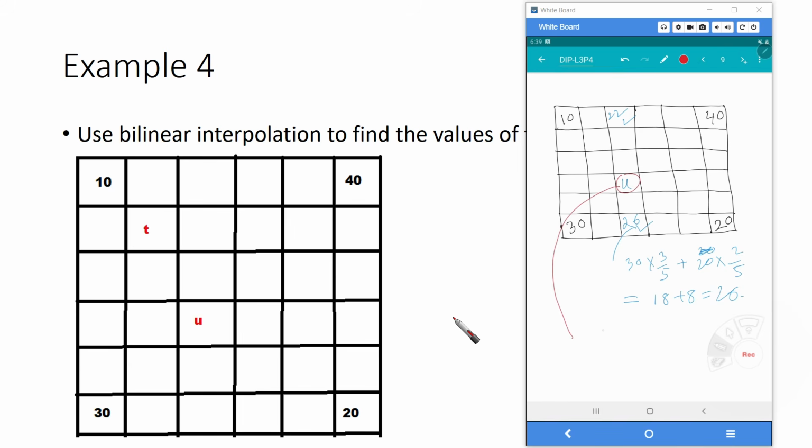So this value is then 22 multiplied by 2 over 5, because the distance between these two is 2 over 5, plus this 26 multiplied by 3 over 5, because the distance between these is 3 over 5. So this is 44 plus 78 divided by 5, equal to 24.4, I guess. So you check it, this is the value for u. This is how bilinear interpolation works. That means we are performing linear interpolations in both directions. That's why it is bilinear interpolation.